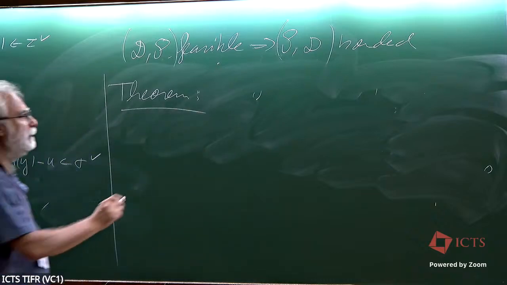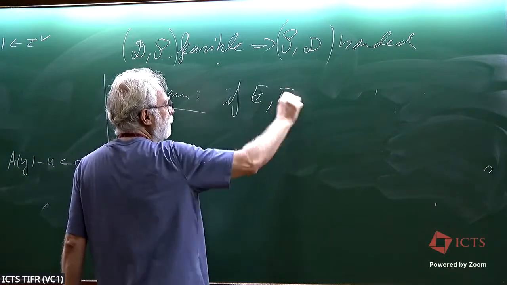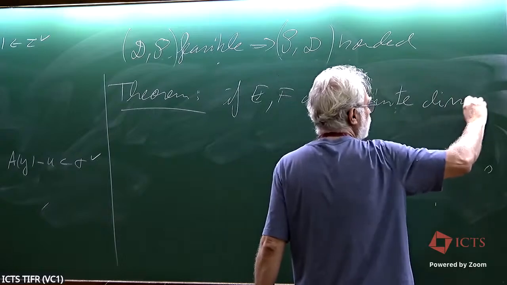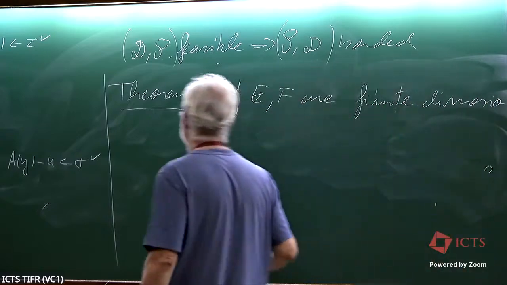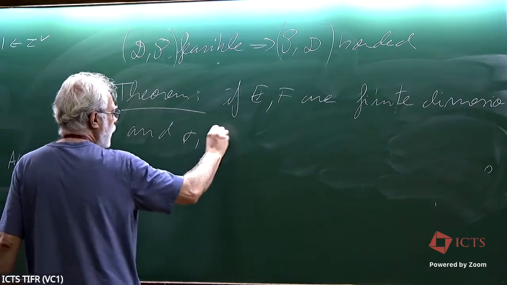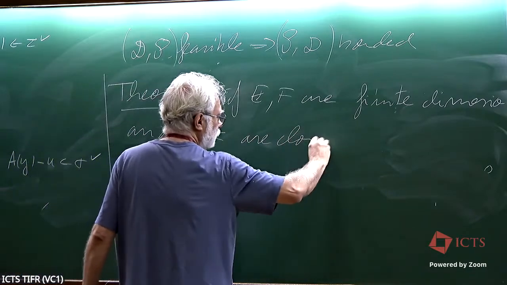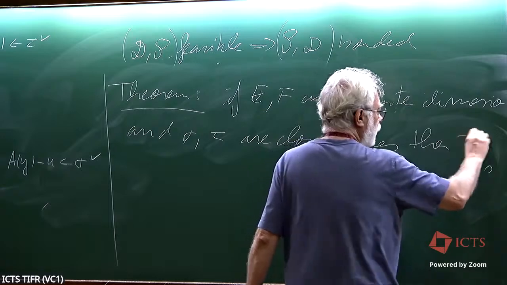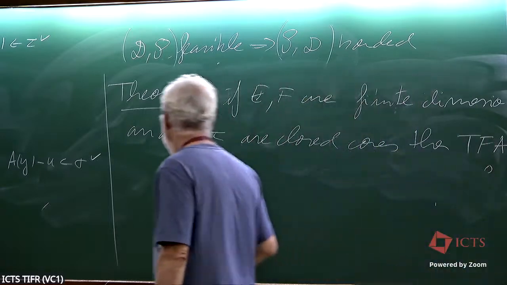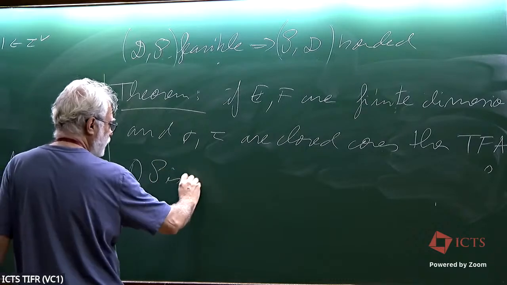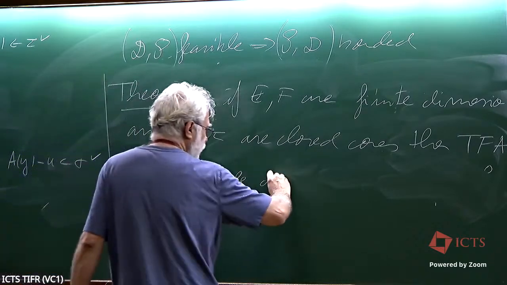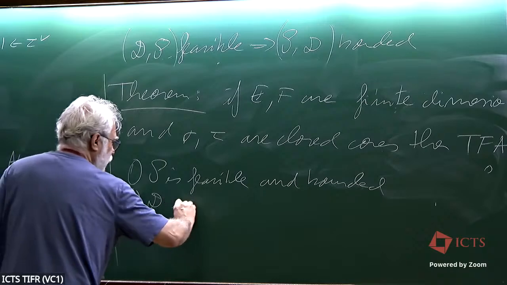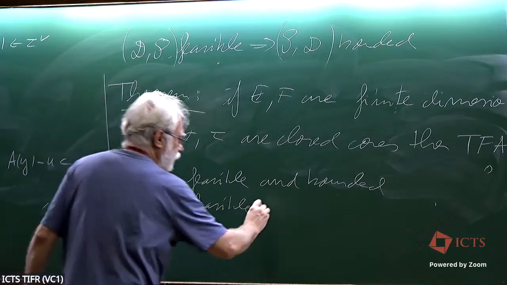It's the following: if E and F are finite dimensional, and sigma and tau are closed cones, okay, then the following are equivalent. One, P is feasible and bounded. And the second one is that D is feasible and bounded.